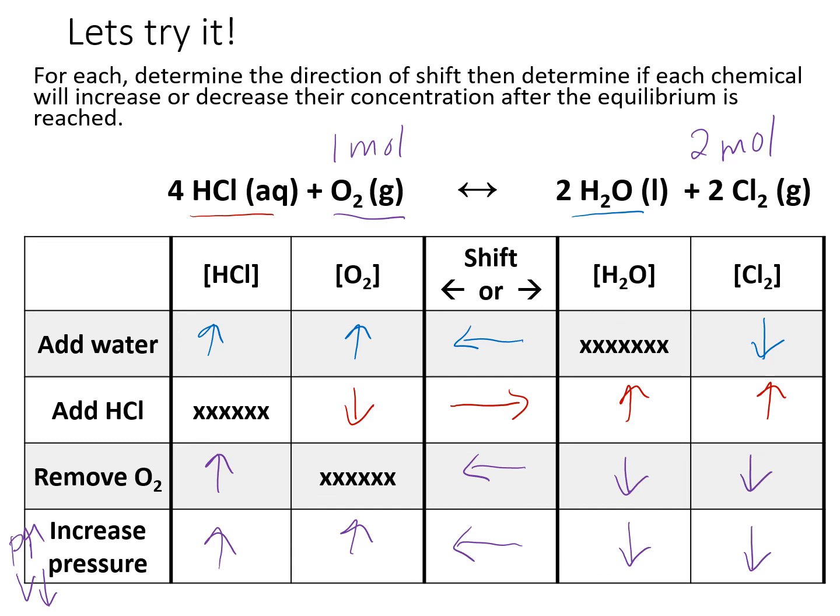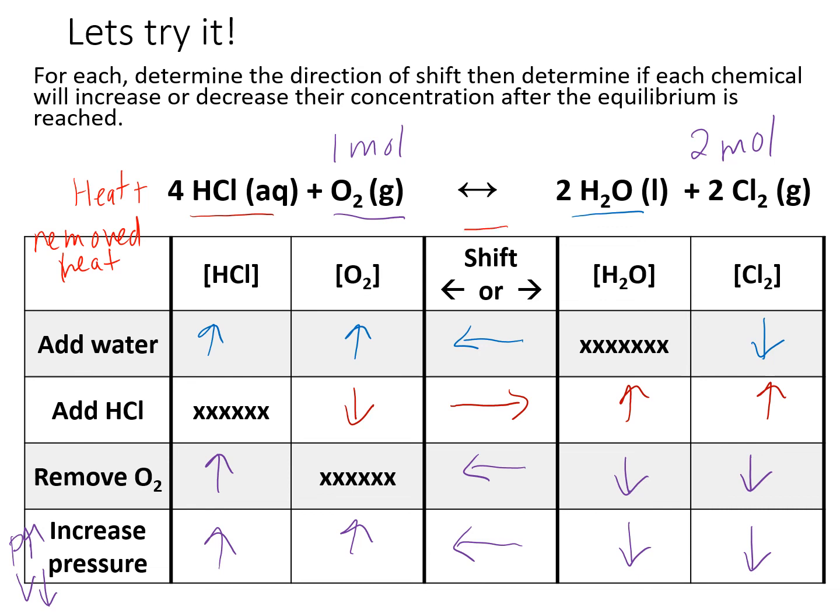Okay, the one we didn't look at is a temperature change, so let's just try one out. If this was an endothermic reaction, let's pretend it is. I'm not quite sure, I'd have to look this one up, but let's just say it's endothermic. So our heat, our kilojoules are on the left. If we removed heat, so say we put it in an ice bath. Okay, if we removed heat, think about which way it would shift.